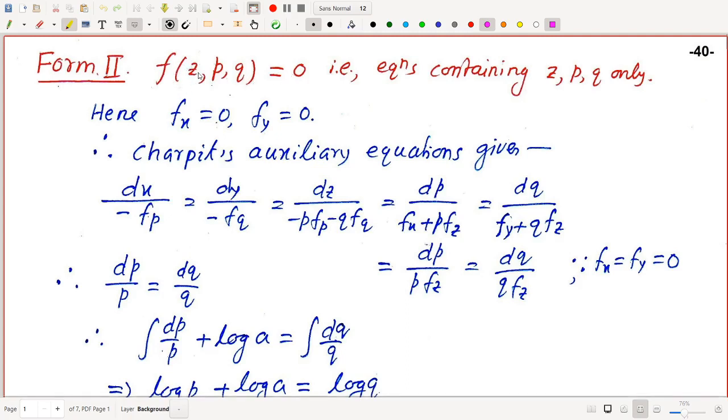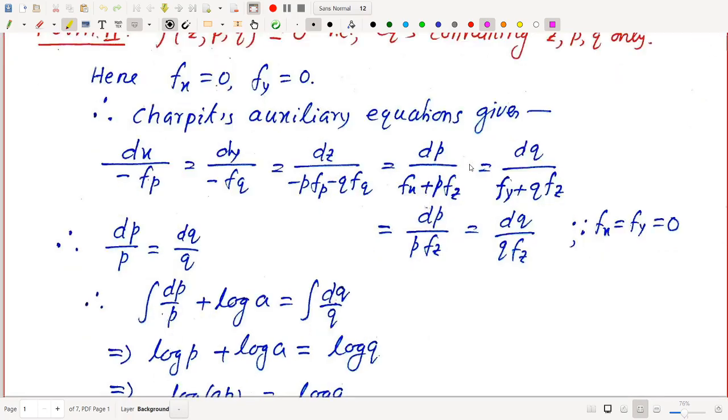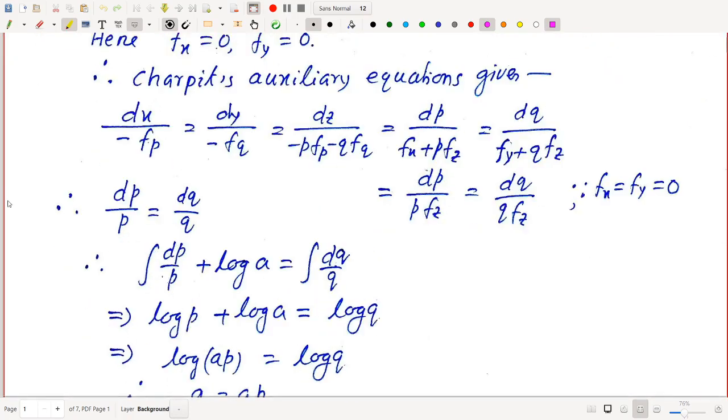F is a function of z, p, q, that is, the PDE is just containing z, p and q only, x and y directly not involved. Therefore the partial derivatives of this f with respect to x and with respect to y, that is f_x and f_y, are both 0. Therefore Charpit's auxiliary equations give dx by minus f_p, dy by minus f_q, dz by minus p f_p minus q f_q, dp by f_x plus p f_z equal to dq by f_y plus q f_z.